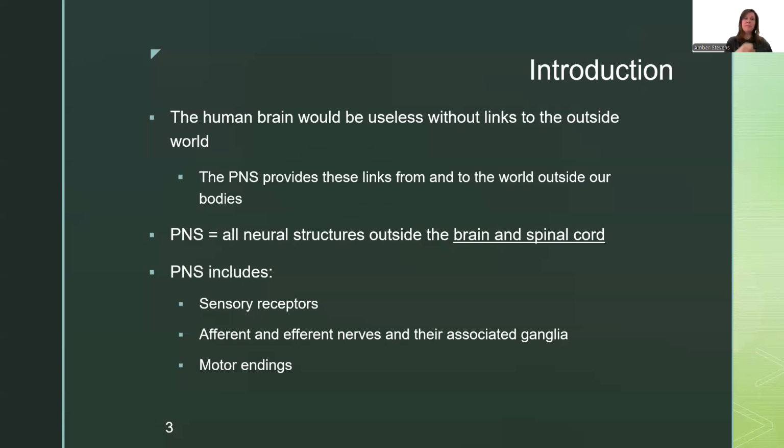So the PNS acts like the body's communication network, right? It includes sensory receptors, nerves, ganglia, and motor nerve endings, and all these components send signals to and from the brain that enable us to sense and respond to the world around us.